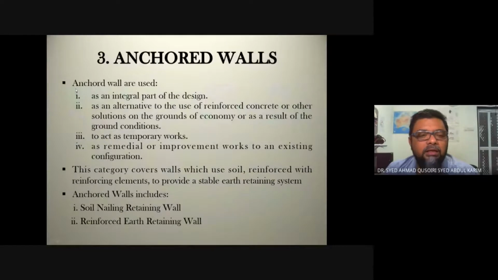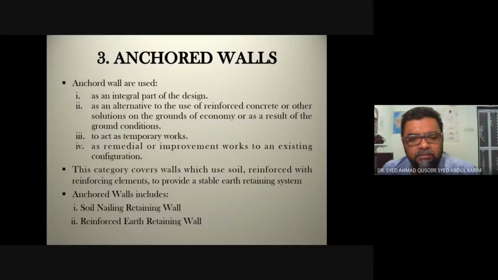So these anchors are used as an integral part of the design of a structure, an alternative to the use of reinforced concrete or other solutions on grounds of economy. So these anchor walls compared to other types of wall are a lot cheaper. They act as temporary works, so can also be used as a temporary retaining wall and as remedial or improvement works, improving the wall itself.